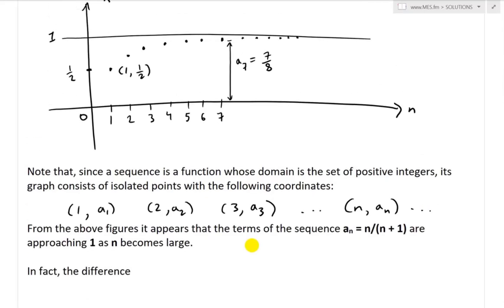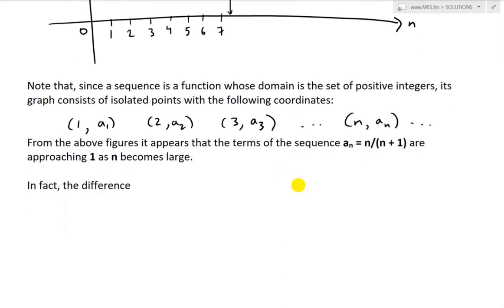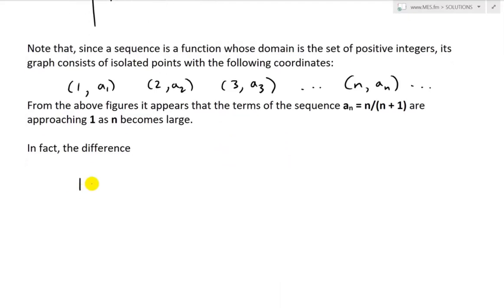Now from the above figures, it appears that the terms of the sequence a_n equals n over n plus 1 are approaching 1 as n becomes large. In fact, if we were to write 1 minus a_n, which equals 1 minus n over n plus 1, and multiply top and bottom by n plus 1, this equals n plus 1 over n plus 1 minus n. I just multiplied by n plus 1 on top and bottom to get a common denominator. This cancels, and this equals 1 over n plus 1.